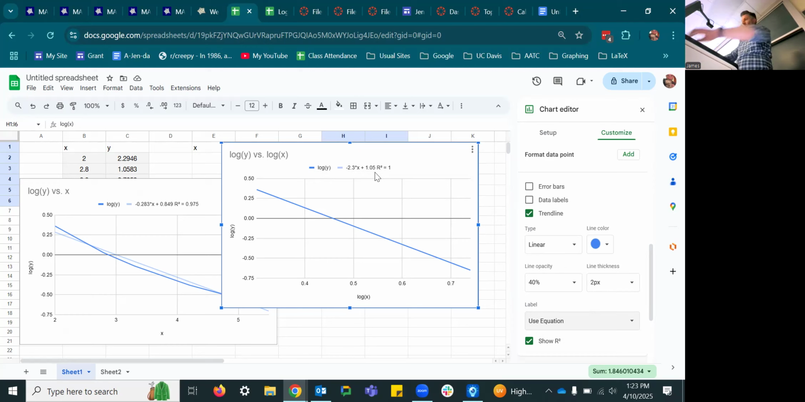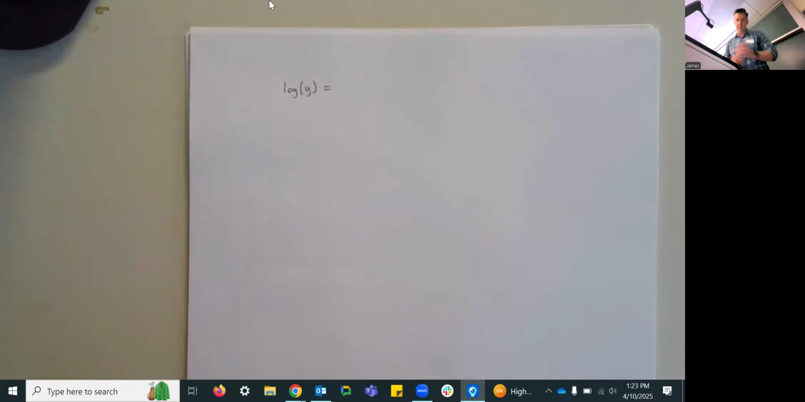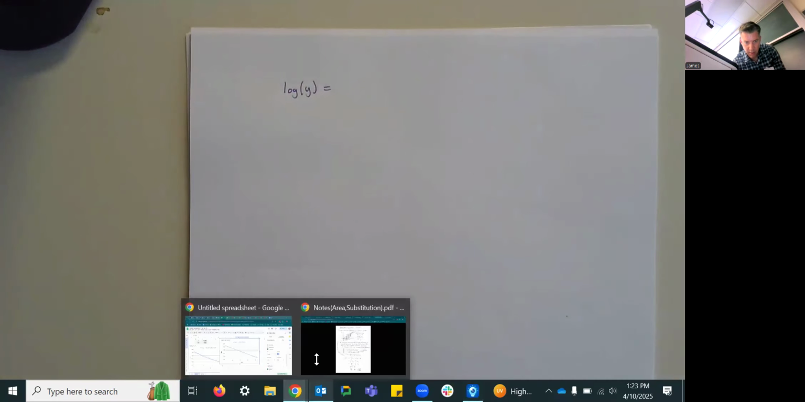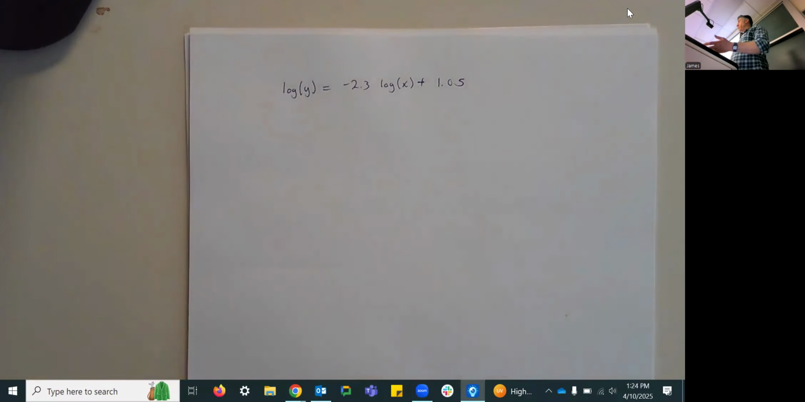So after all that, and I know you can't see what I'm writing just yet, let me turn that back on. There we go. So after all that, I forgot what I said it was. So we had the log of y equal to, I think it was, but let's double check. It was log of y equal to negative 2.3 times log of x plus 1.05. So that would be our functional relationship before we solve for y.